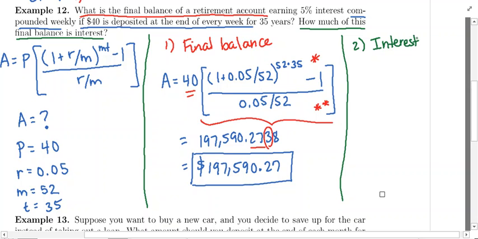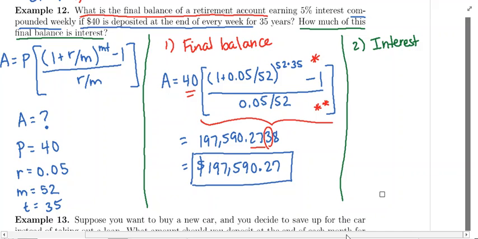So remember, you put in $40 every week for 35 years. Your retirement account grew through these regular deposits, but also through the interest that accrued on the money you had in the account. So we need to figure out how much of this is interest. Remember, this is not a simple interest problem. This is an annuity now.